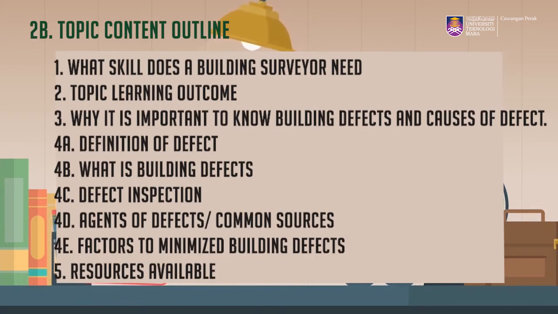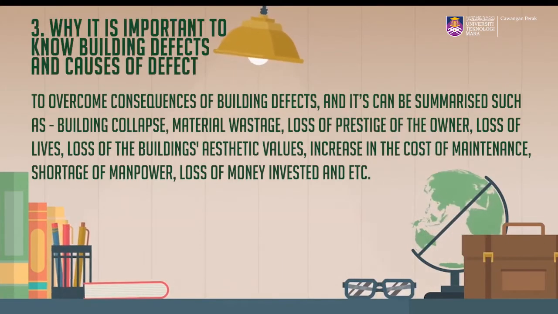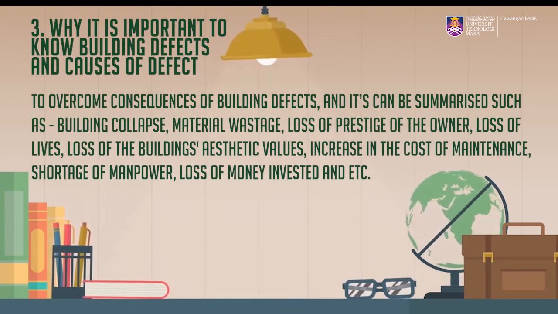The topics covered are: first, what skill does a building surveyor need? Second, the topic learning outcomes. Third, why it is important to know building defects and causes of defects. 4A, definitions of defect. 4B, what are building defects. 4C, defect inspections. 4D, agents of defects or common sources. 4E, factors to minimize building defects. And 5, resources available.